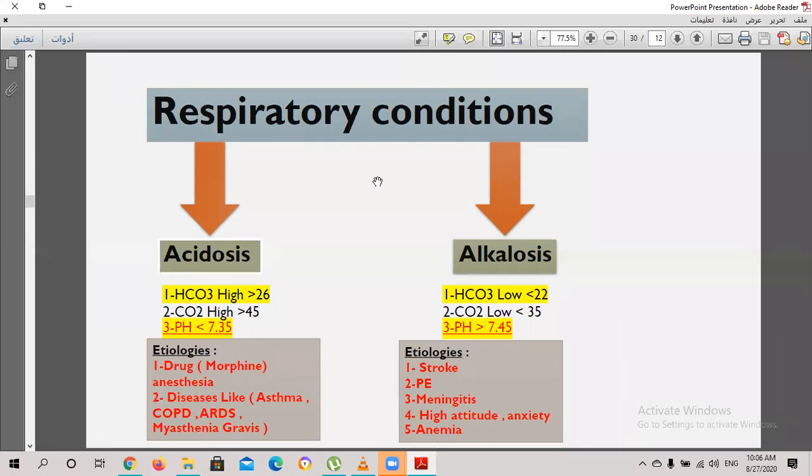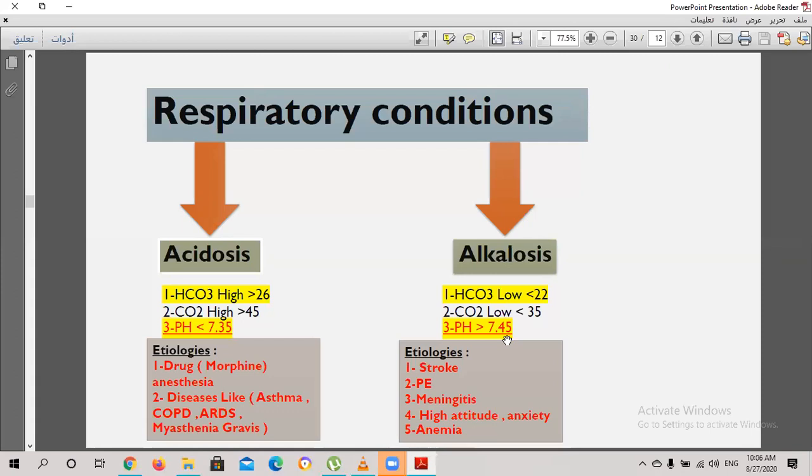In the opposite, we have respiratory alkalosis. First of all, you're going to look at the pH. You will find it more than 7.45. And then you're going to look at bicarbonate. You will find it low, less than 22. So this is a case of respiratory alkalosis. What is the etiology of respiratory alkalosis? Stroke, PE, meningitis, high altitude, anxiety, anemia. So these conditions come with respiratory alkalosis.